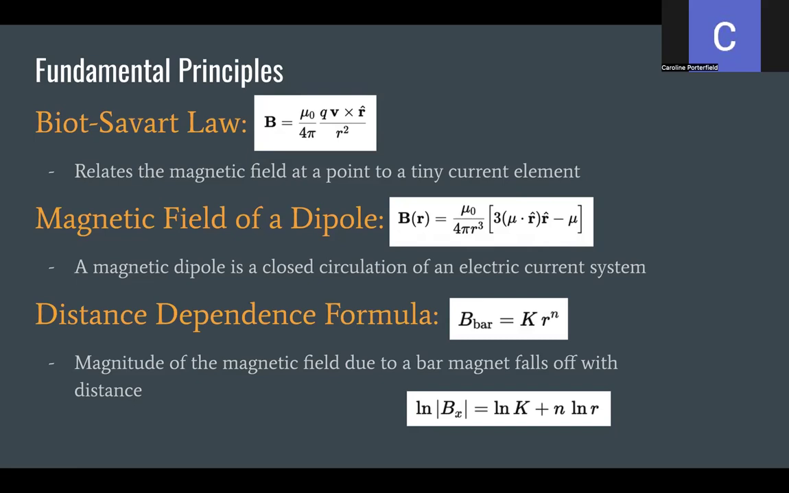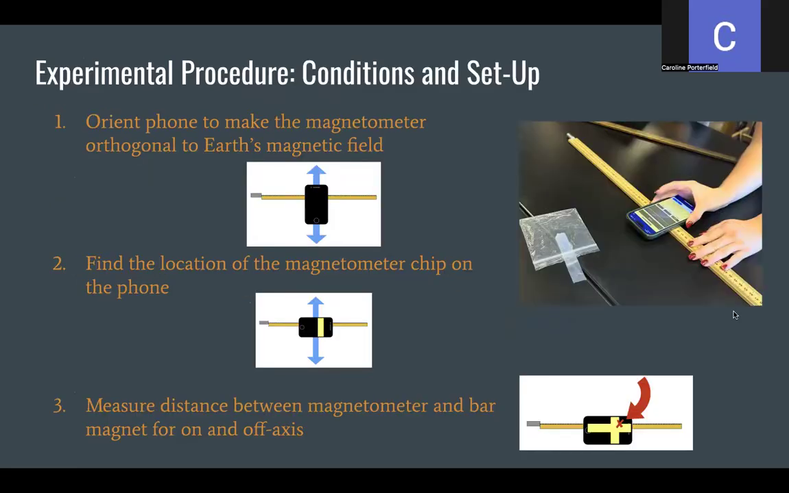The magnetic field of a dipole is a closed circulation of an electric current system. The formula is shown, and it shows the observation point is not at the location of the dipole. The distance dependency formula is the magnitude of the magnetic field due to a bar magnet as it falls off with distance. Two equations are shown. B bar is the magnitude of the magnetic field, r is the distance from the source, k is the proportionality constant, and n is the distance exponent. The other equation is the linearized form.